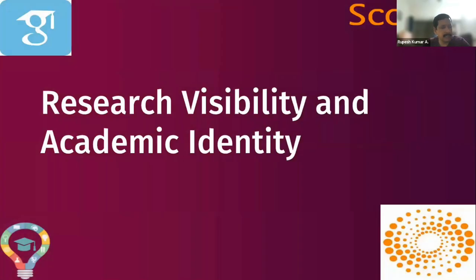Okay, now I come to the second part. I have taken much of time for the first part. The second part is about research visibility, bringing visibility to your research, to your publications through creating various academic identity profiles. What exactly is meant by academic identity in the context of research, in the context of visibility?